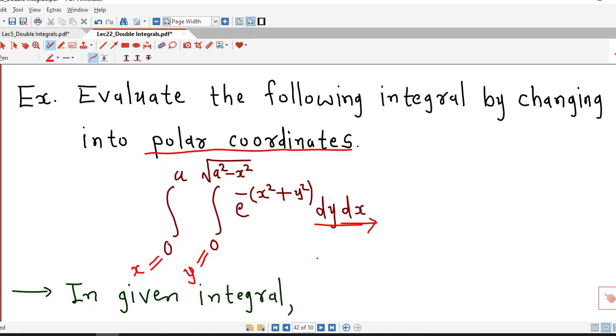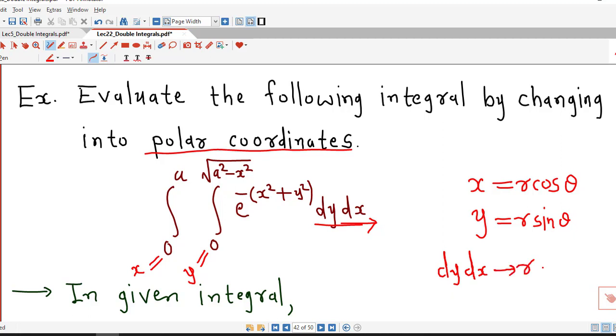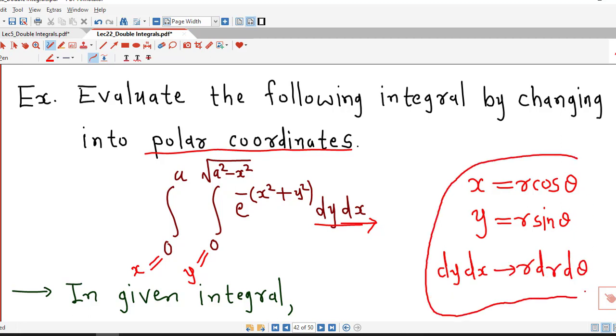Using limits of integration we will try to sketch the region of integration, and of course we will remember that substitution x equal to r cos theta, y equal to r sin theta, and dy dx will be replaced by r dr d theta. So this we will always remember while converting Cartesian integral into polar integral.